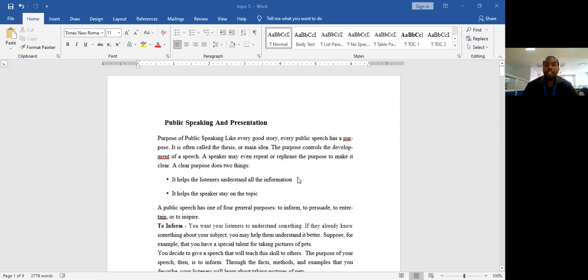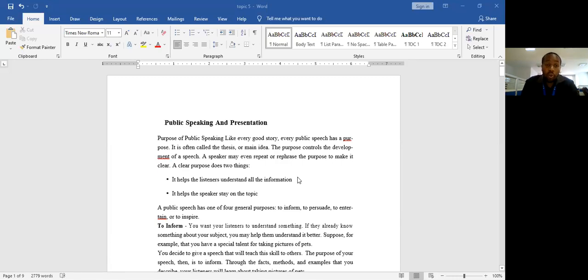A clear purpose involves two things. Number one, it helps the listener to understand all the information. Like we have started our topic by saying, today we are going to learn about public speaking and presentation. The moment I mentioned that, the majority of you are able to know, even when I'm explaining, what I'm talking about. So it helps the listener understand all the information.